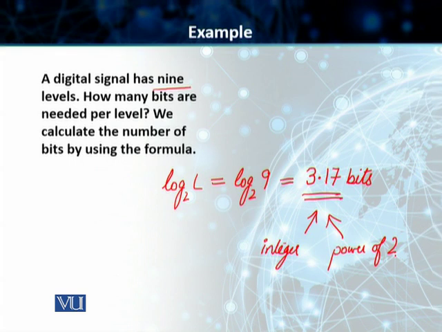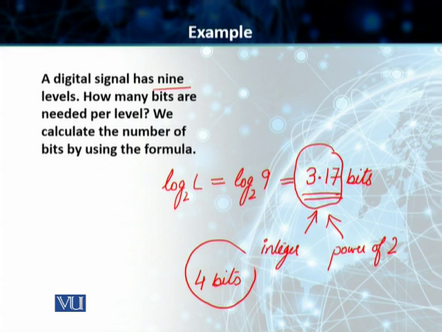So what's the nearest number which can be an integer and as well as a power of 2, or can be represented by a power of 2? That is 4 bits. And so in this particular case, our answer is 4 bits. We need 4 bits to represent each level in this digital signal when the total number of levels is 9.